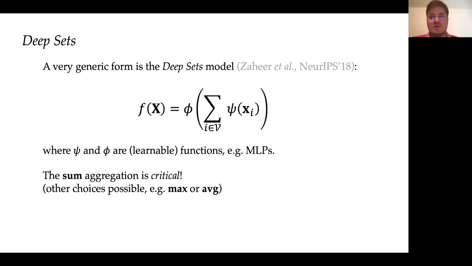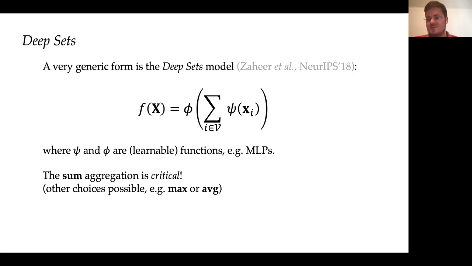And the critical part, which makes this thing permutation invariant, is the sum. Because when I perform a sum of various rows of a matrix, it does not matter in what order I've given the rows of the matrix. I'll always get exactly the same result for every permutation.